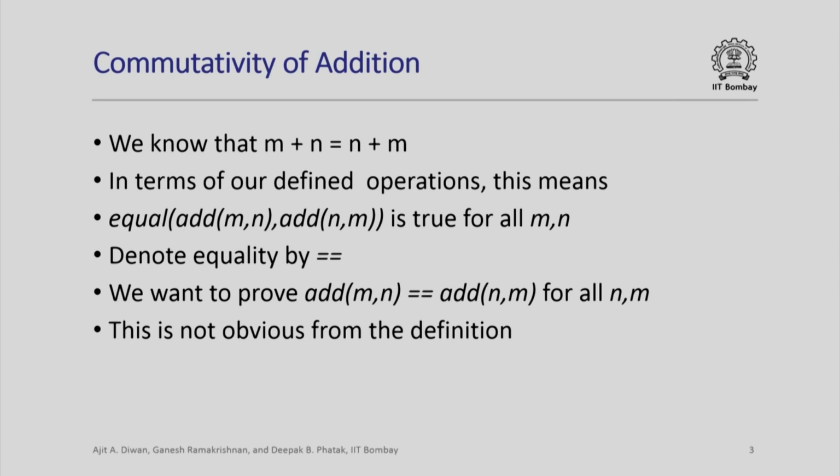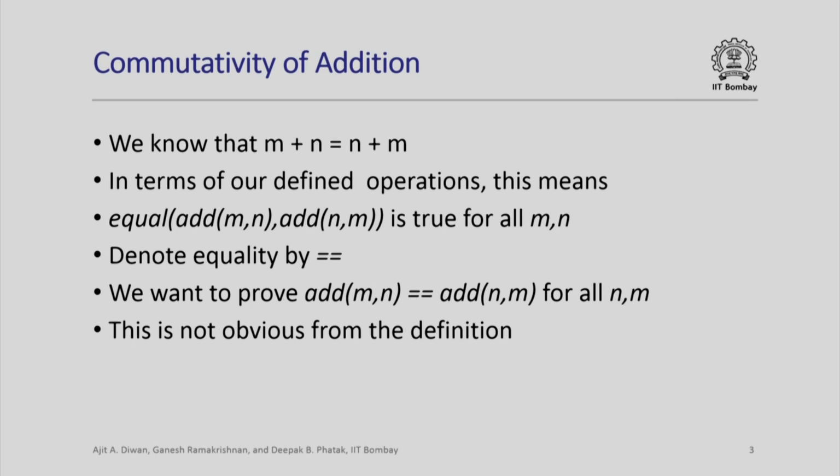So, we will see how examples of properties are proved, and let us look at a simple property of the addition operation, which we are familiar with, that is commutative. That means m plus n is equal to n plus m, the order in which you add does not matter. Or in terms of our defined operations, if I add m n and add n m, the result should be equal. So, the equal operator applied to add m n, add n m should give me true for all numbers m and n. For simplicity we will denote equality by the double equal sign as in C++, and we will just call it equal. So, what we want to prove is that add m n is equal to add n m for all numbers n and m.